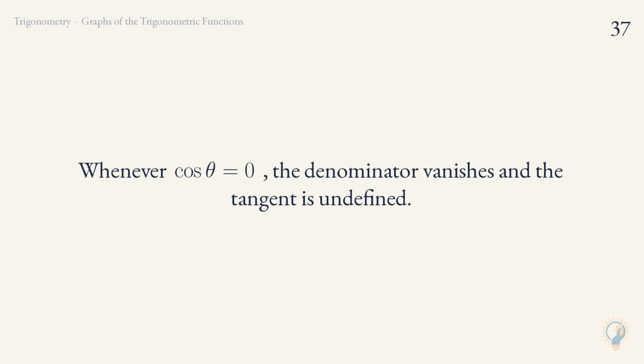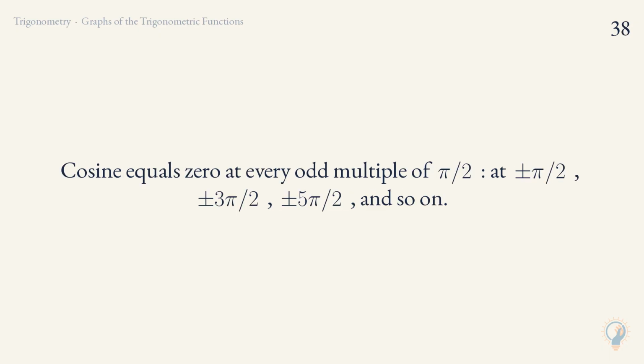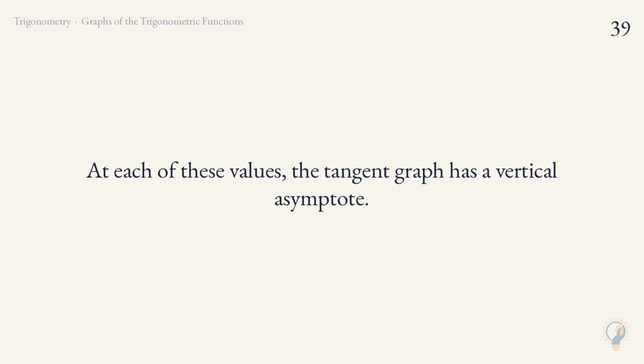Whenever cosine of theta equals 0, the denominator vanishes and the tangent is undefined. Cosine equals 0 at every odd multiple of pi over 2, at plus and minus pi over 2, plus and minus 3 pi over 2, plus and minus 5 pi over 2, and so on. At each of these values, the tangent graph has a vertical asymptote.